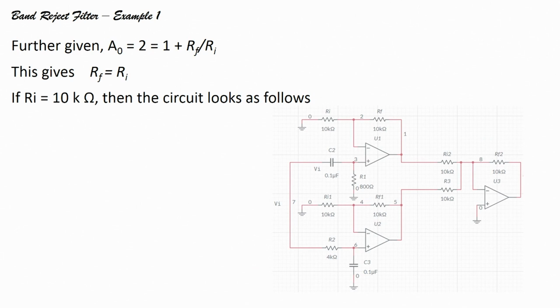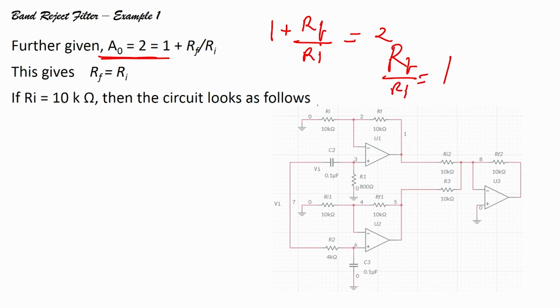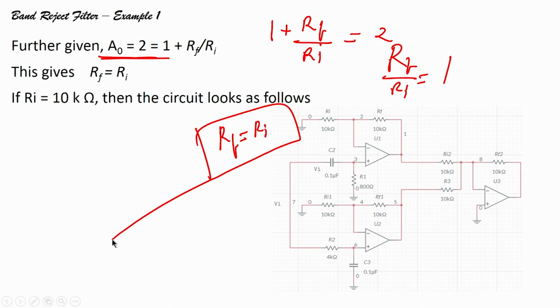Now further, what is given? It is given that the gain is 2. So, let me design a band reject filter with a non-inverting amplifier. The gain will be 1 plus RF by Ri, and RF by Ri equals 2. So, RF by Ri equals 1, or Rf equals Ri. If Ri equals 10 kilo ohm, then Rf will also be equal to 10 kilo ohm.